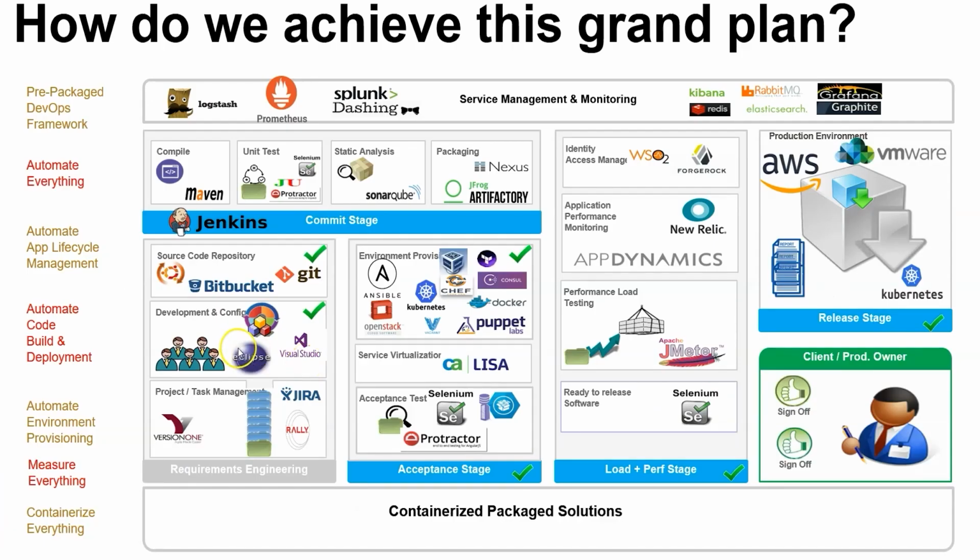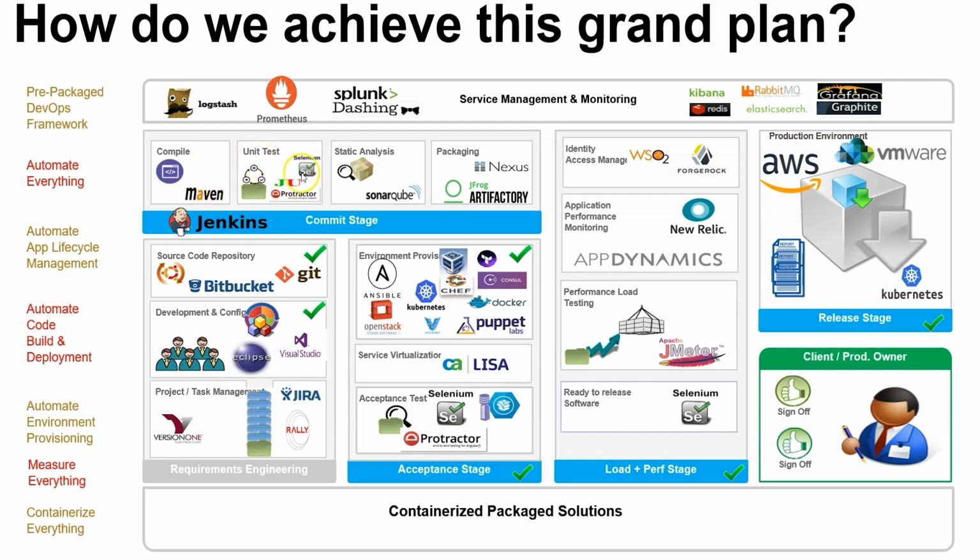Here, if you see the tools involved at each stage, in the development and configuration stage, we have Visual Studio and Eclipse, which are used by developers. But the actual DevOps engineer work starts from here. The source code repository has to be managed by DevOps engineers. Here we can use Bitbucket, Git or GitLab. Here we have Jenkins, that is a continuous integration tool. On Jenkins we have a compilation tool called Maven for Java. If it is .NET, we are going to use MSBuild.